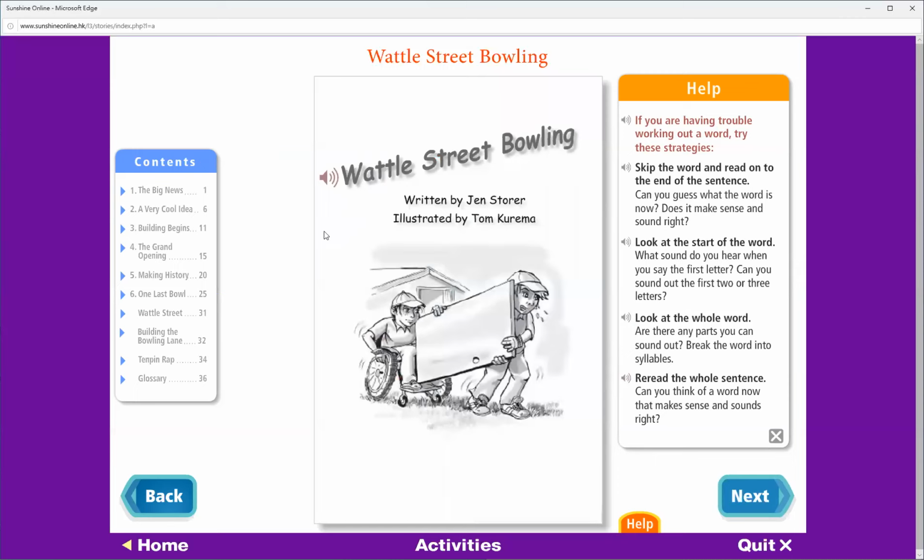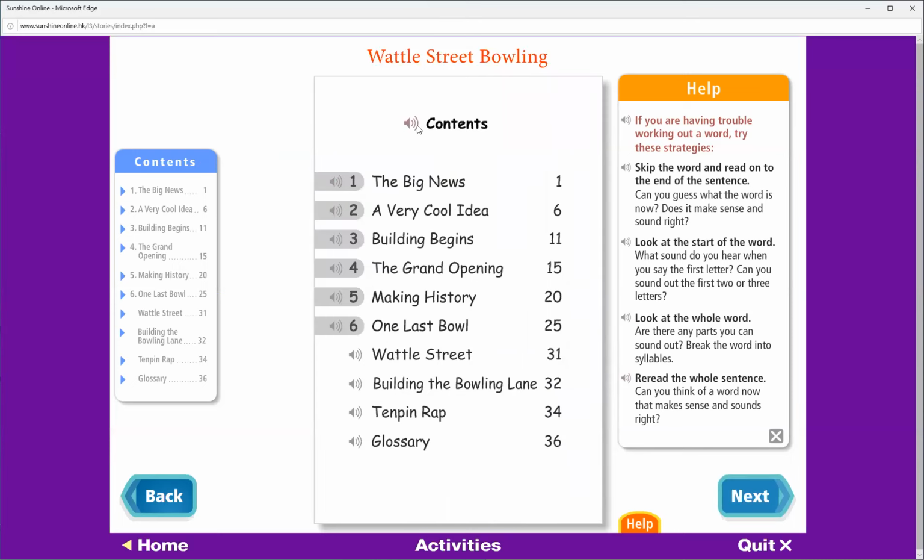Wattle Street Bowling. Written by Jen Storer. Illustrated by Tom Karima. Contents. The big news. Page 1. A very cool idea. Page 6. Building begins. Page 11. The grand opening. Page 15. Making history. Page 20. One last bowl. Page 25. Wattle Street. Page 31.